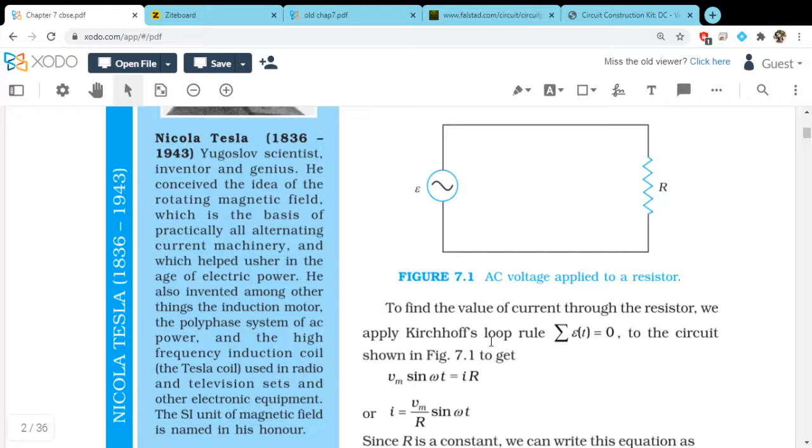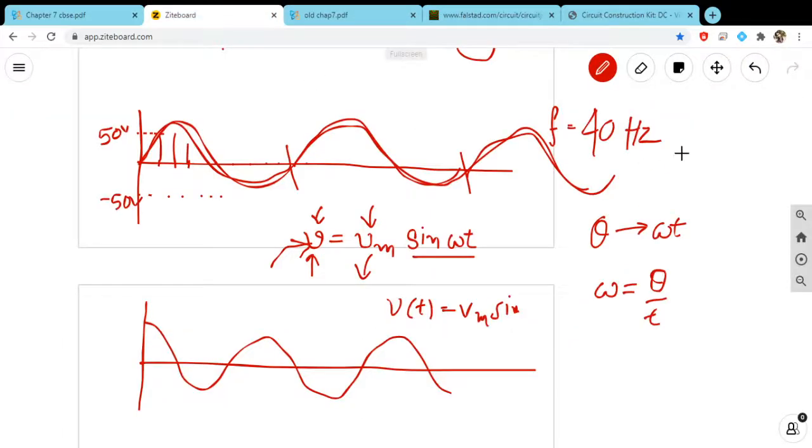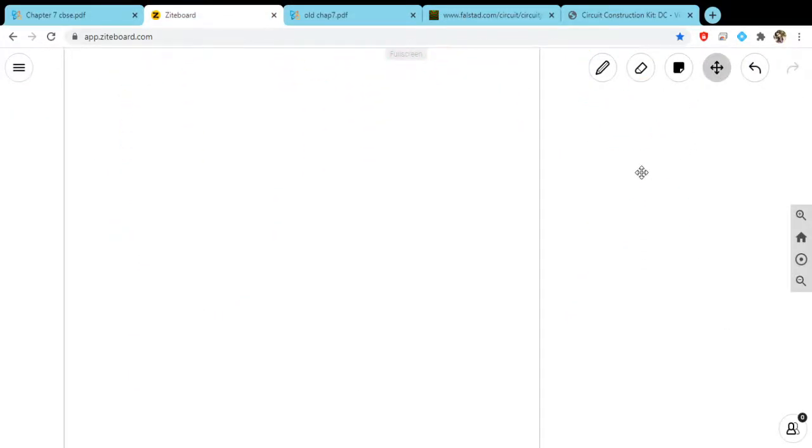Okay, so this is very simple. We can write theory like this here. When the AC source, AC voltage v is equal to Vm sine omega t, this voltage is applied to the resistor. According to Ohm's law, we can write v is equal to iR. So here is a little difference in this chapter.